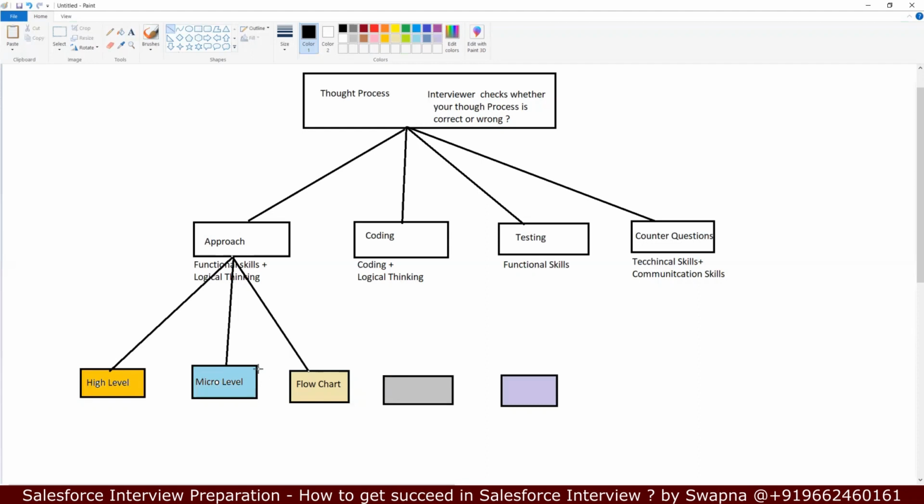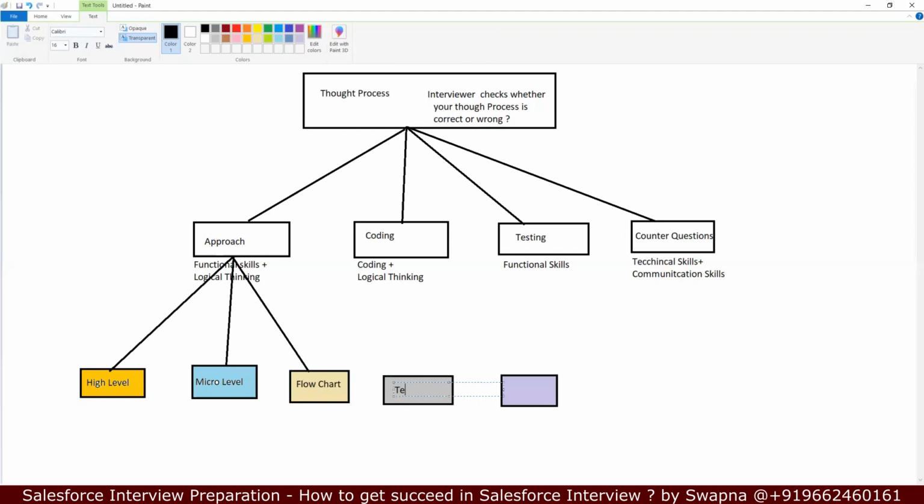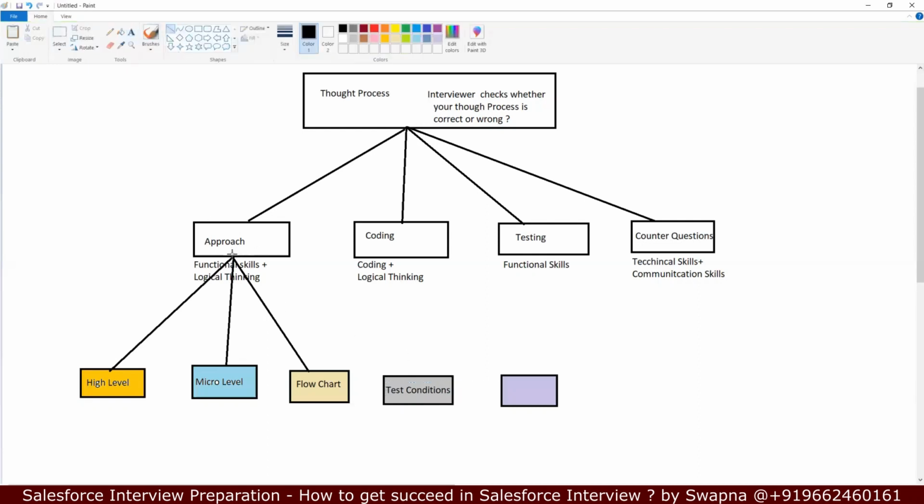Once you are clear during the flow chart itself, you will understand what the different test scenarios are that can come up, right? So those test scenarios, again, note them down. Test scenarios or test conditions. Right? So note down all the possible scenarios.